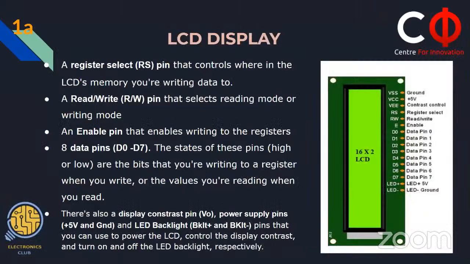For now, what you need to know is there are a lot of pins. There's a register select pin that controls the register of the LCD. There are two types of registers, instruction register and data register. Then there's the read-write pin, then a bunch of data pins. There are 8 data pins, so you can give the data as 4-bit or 8-bit data. But for us right now, 4-bit is enough for most of our applications of printing text.